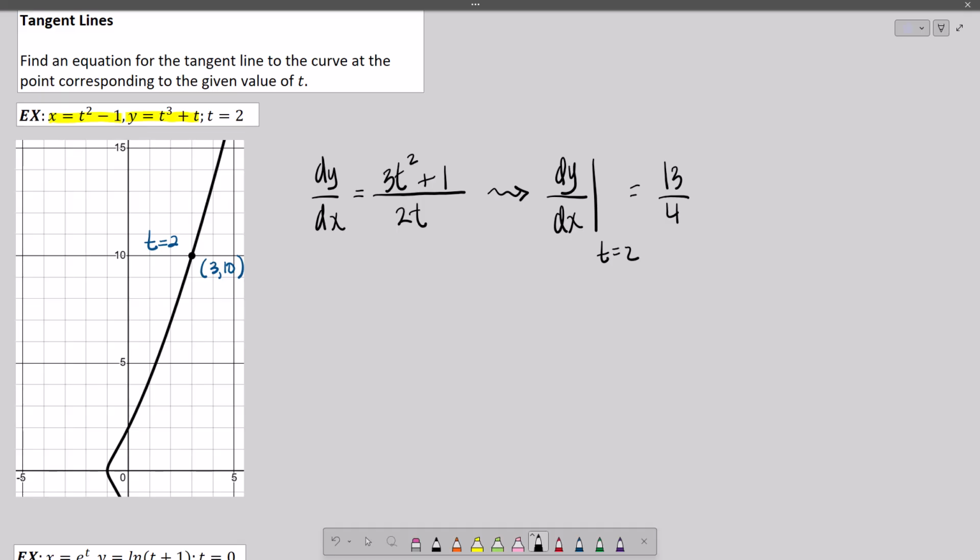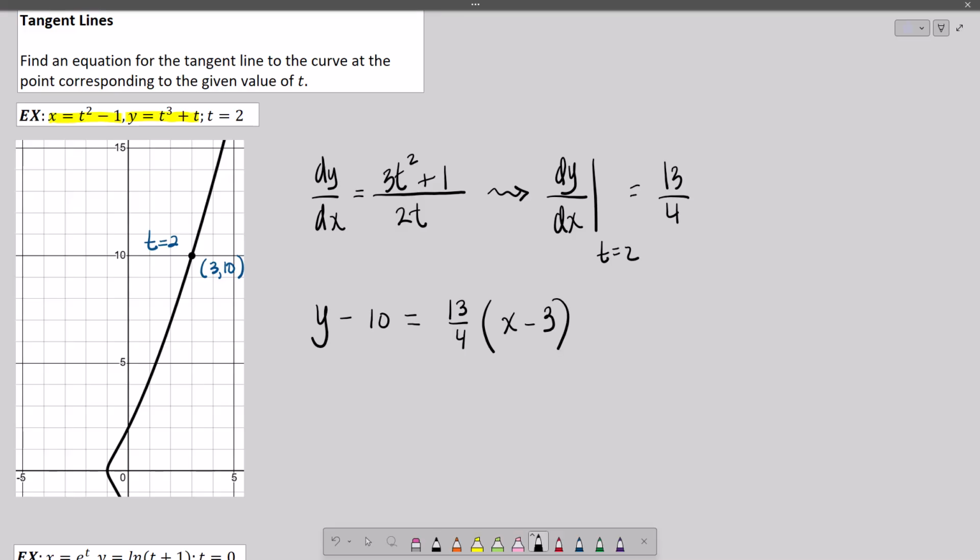Okay, so let's just write this. It doesn't actually say whether we should write the tangent line in parametric form or rectangular form. Let's do it in rectangular form. So y minus what? Point slope formula. y minus 10. We're drawing the tangent line at this point. So y minus 10 is going to be the slope, which we just found, to be 13/4 times x minus 3.